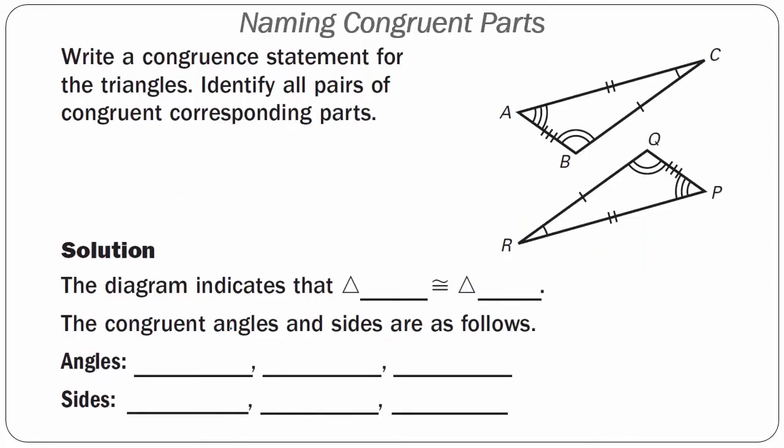Example 1. Naming congruent parts. Write a congruent statement for the triangles. Identify all pairs of congruent corresponding parts. Our first step is to write the congruent statement.